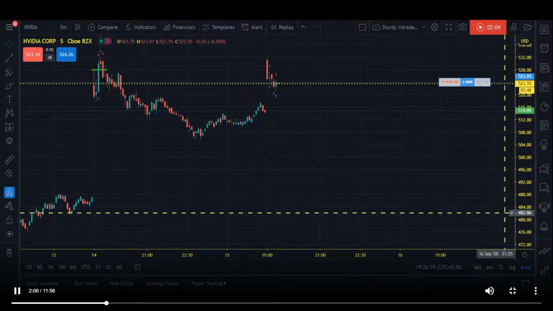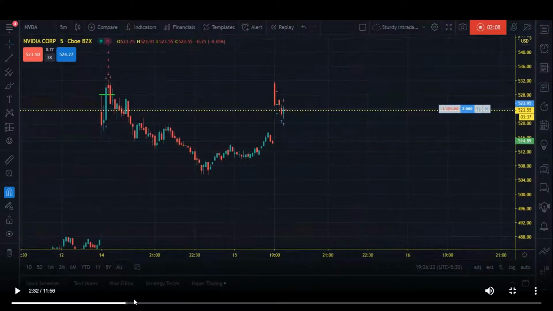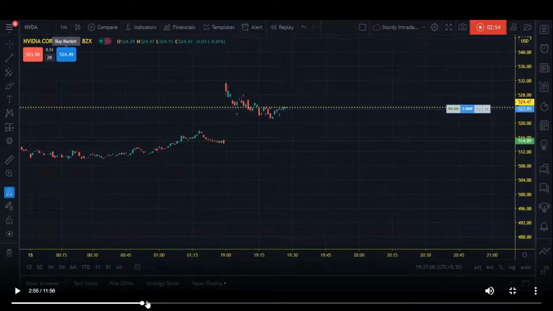I got a bit nervous because at one moment I thought that it's not going to break its 525 level because there were a lot of sellers there. And yeah, in this 1 minute chart, you can clearly see here, one, two, three, and this is the fourth time it's trying to break this level. It would have just gone much higher, and we would have got a much better profit.